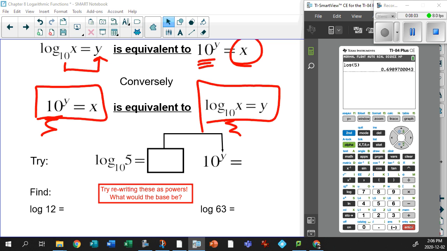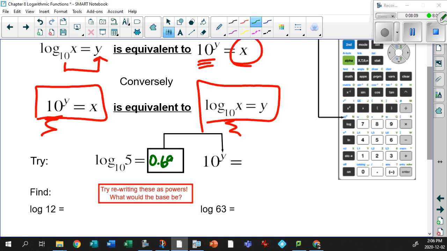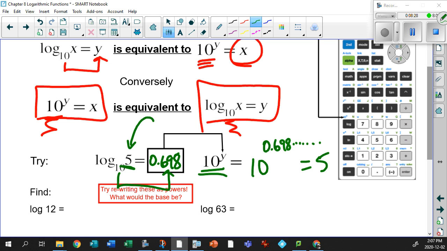But my question is, according to this, if this gives you 0.698, shouldn't we be able to say 10 to the power of 0.698? I better get 5 back, shouldn't I? Because 10 to the power of 0.698 and all those crazy decimals better give us this value of 5 back. Well, how do I do that? What's really cool is if you look at your calculator, you're talking inverse. And look at this. There's the log, but right here is 10 to the power of x, the inverse of log base 10.